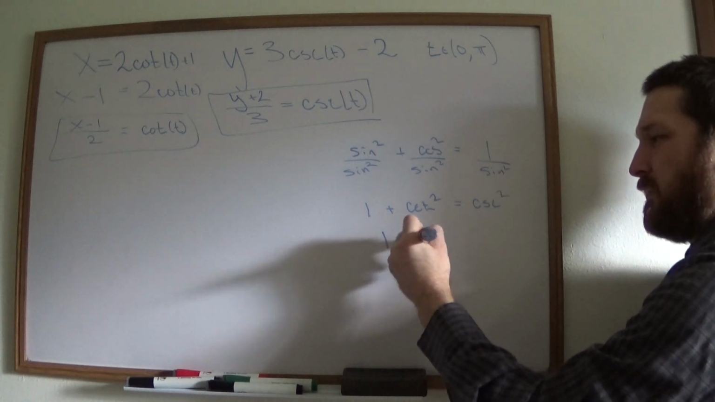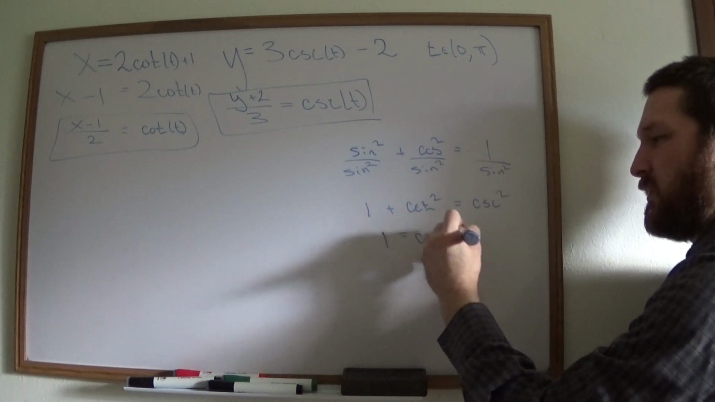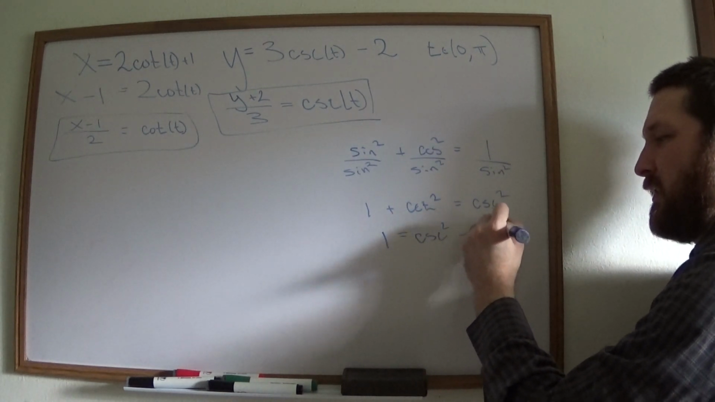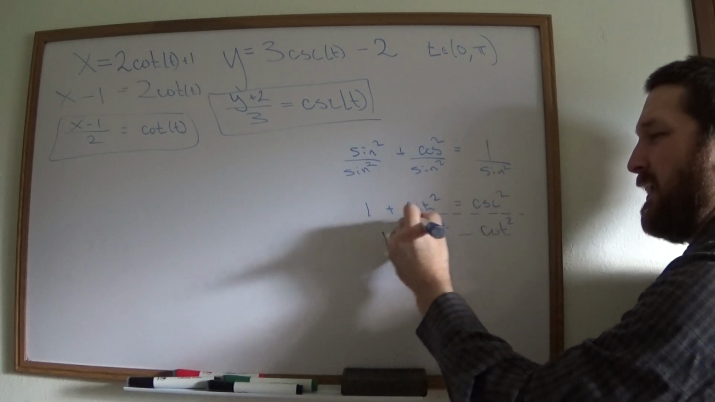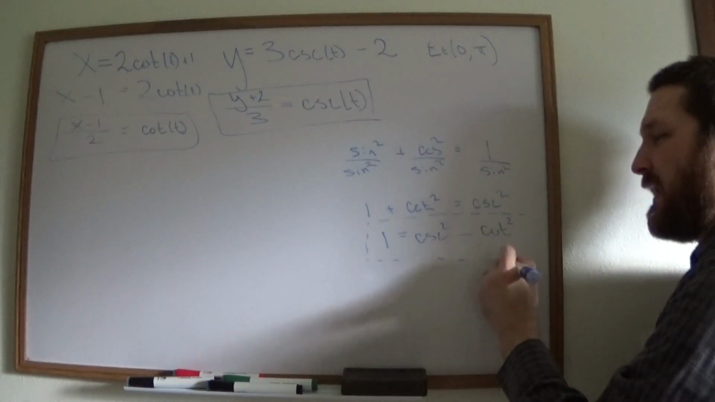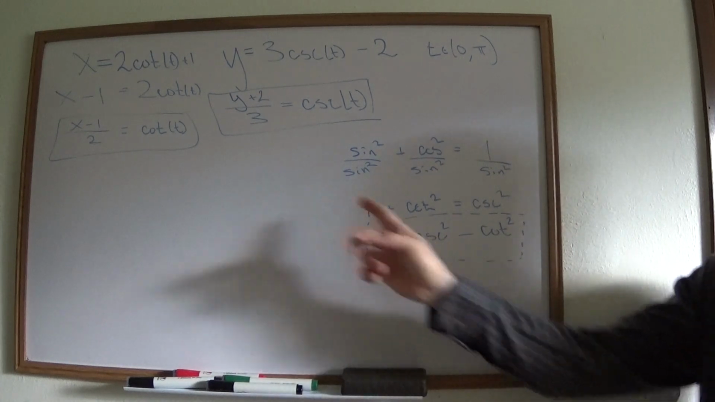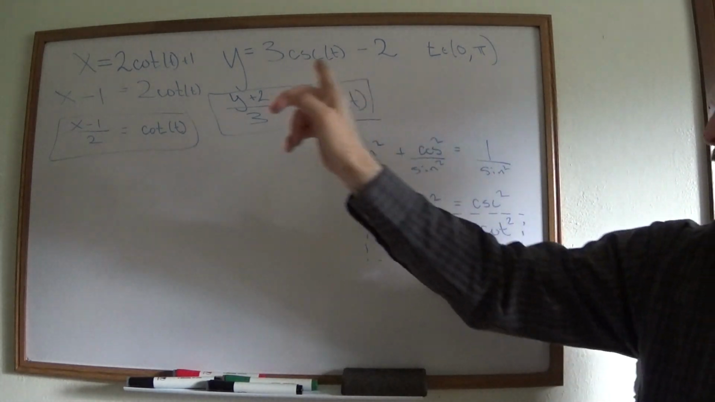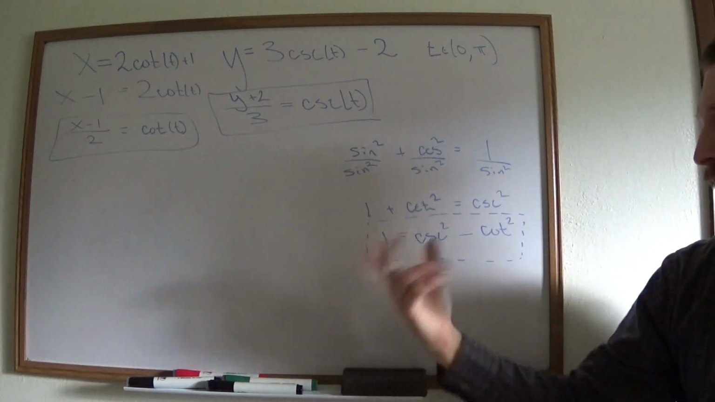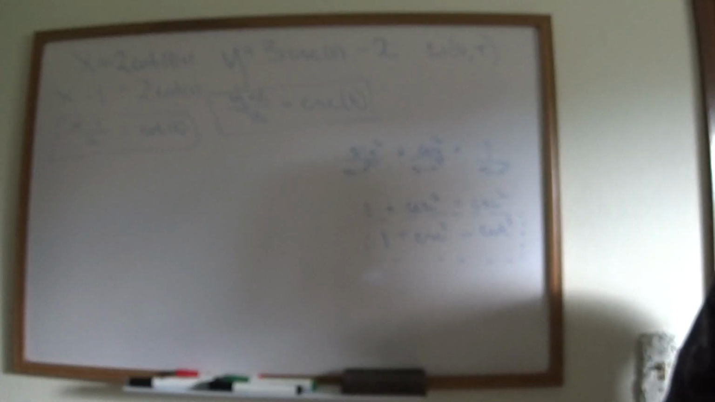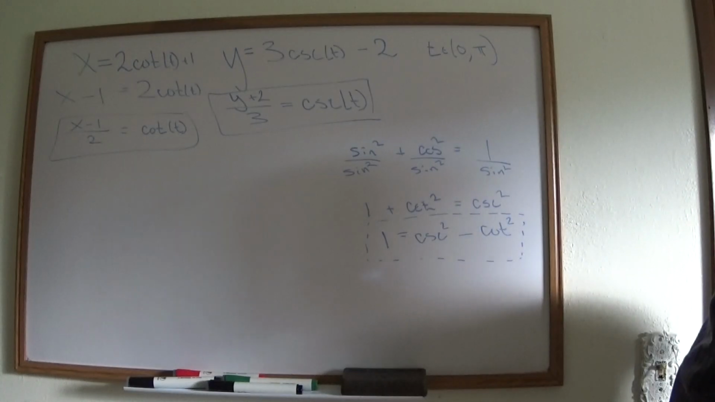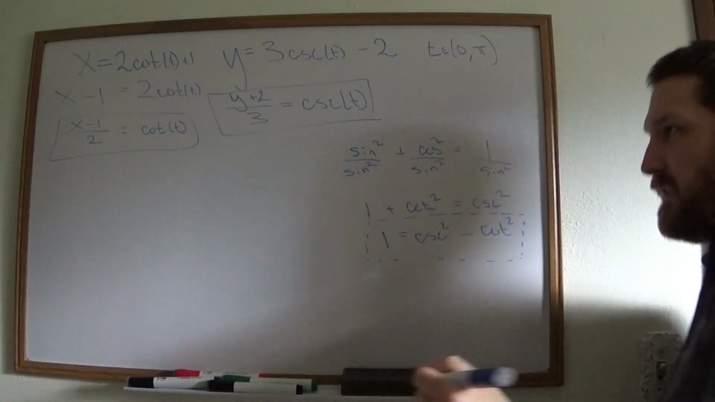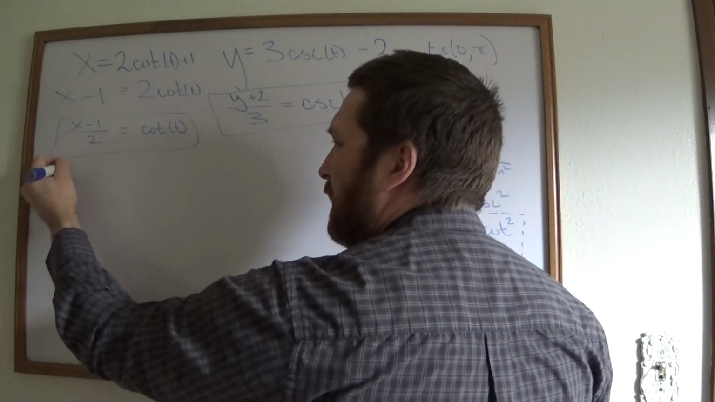First, 1 equals cosecant squared minus cotangent squared. Now I have an idea. I have a goal. If I could square this thing, or square that thing, and then subtract off that thing squared, then I'll have something. And so that's what I'm going to do. Let's just square both sides, like you said. And I'm going to go ahead and do it this way.